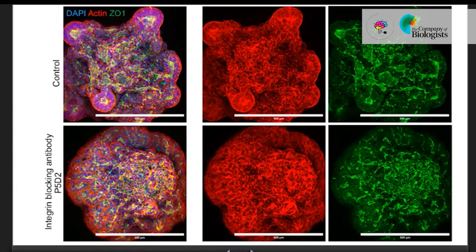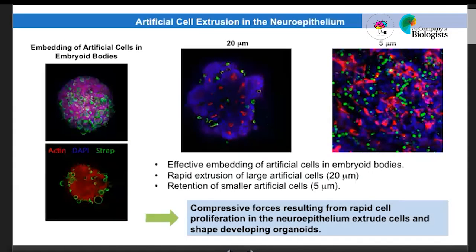architecture of this neuroepithelia? And regarding the forces, we've also seen that there are compressive forces resulting from a rapid cell proliferation in these organoids, and that is extruding this artificial cell outwards. So there is a force outwards. And that's it for the science part.